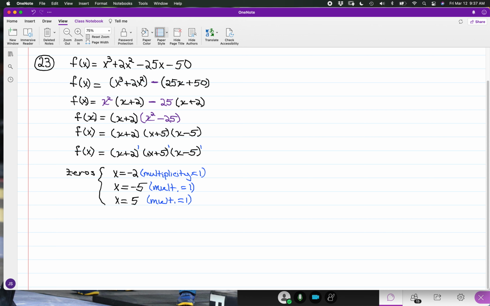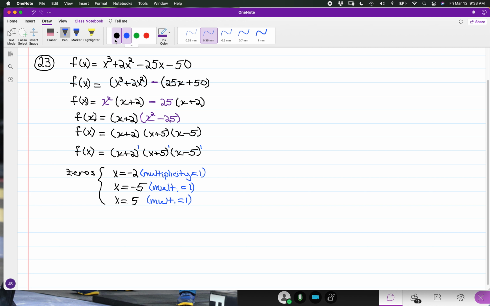So for this polynomial, I was able to factor by grouping, and upon doing so, I wound up with 3 binomial expressions in the complete factorization, from which we have 3 distinct zeros: negative 2, negative 5, and 5. And because each of the binomials is of first degree, all the multiplicities of the zeros have to be 1.